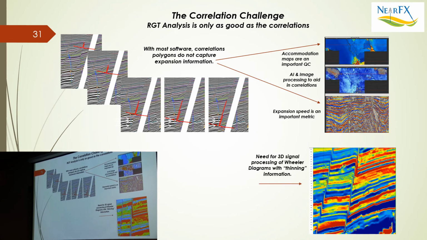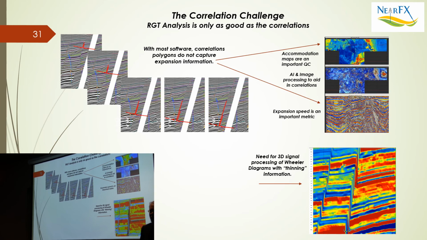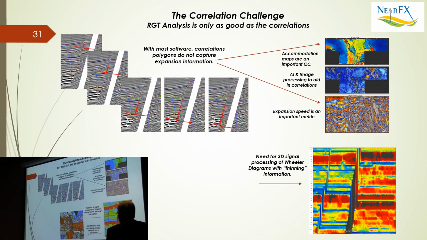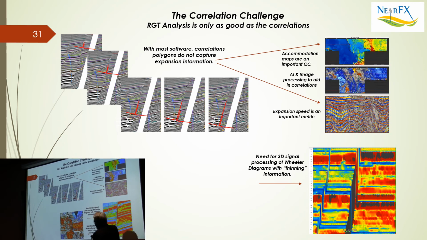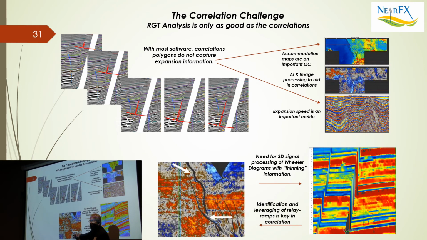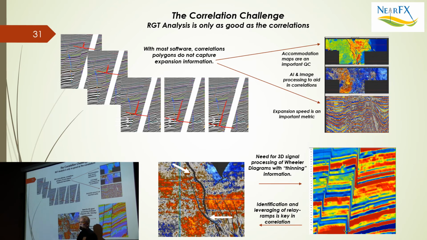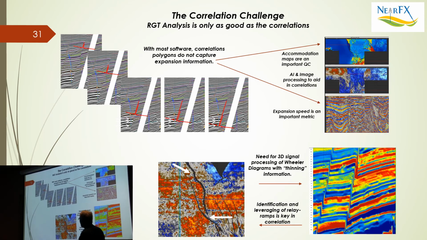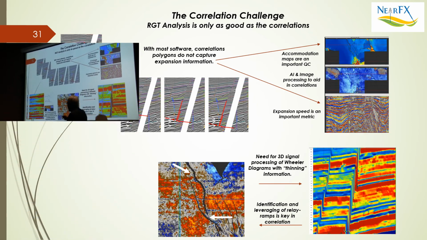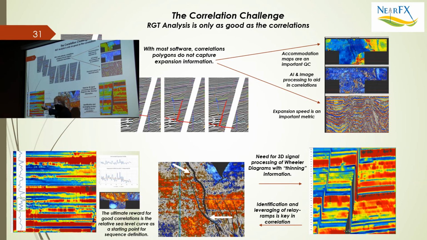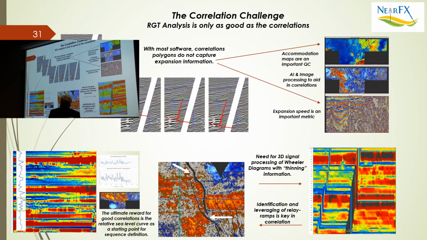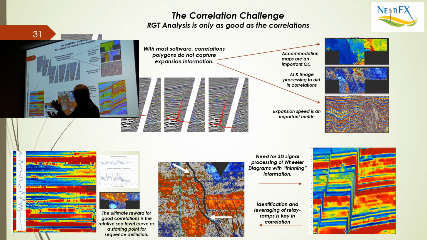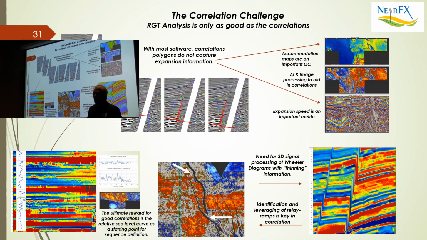When you do Wheeler diagrams and you get that 3D Wheeler volume, process it. Do signal processing and analysis on it. There is a lot of valuable information in finding relay ramps in a systematic manner and applying that with these other things. And of course, the holy grail is to come up with eustatic, quasi-eustatic, or relative sea level charts. That's the, if you have one here and it looks like one there, you're correlated.